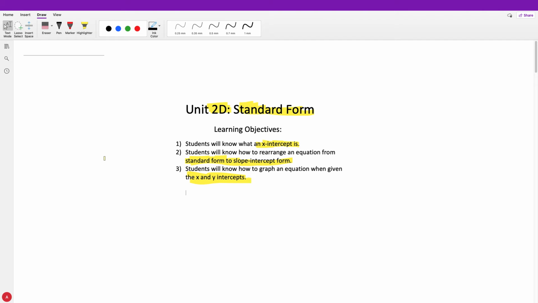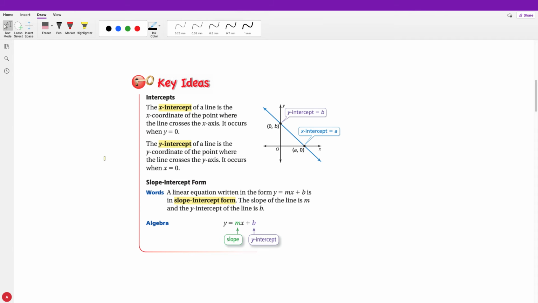Let's go ahead and talk about a few things first before we get into graphing in this method. All right, so remember, we talked about what the y-intercept is, and that's where the line crosses our y-axis. And we knew that when we have a y-intercept, our point is (0, b), where b represents our y-intercept. The same thing is true for our x-intercept, except it's where our graph crosses our x-axis.